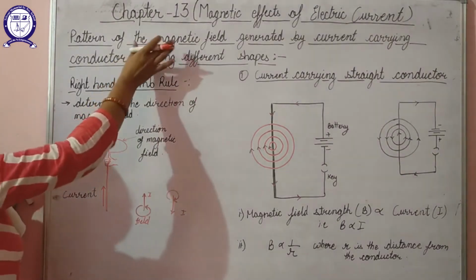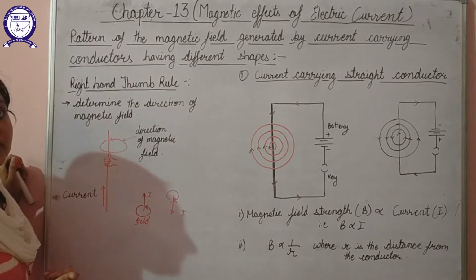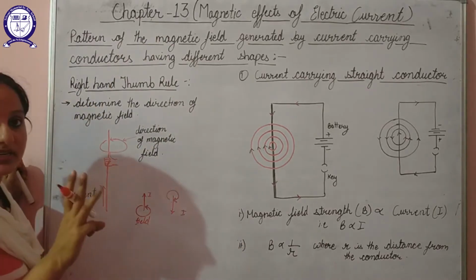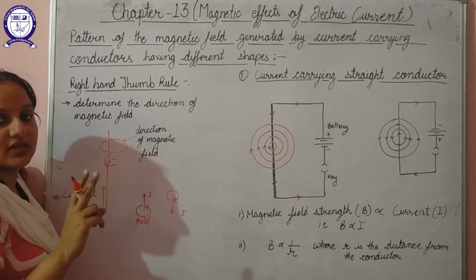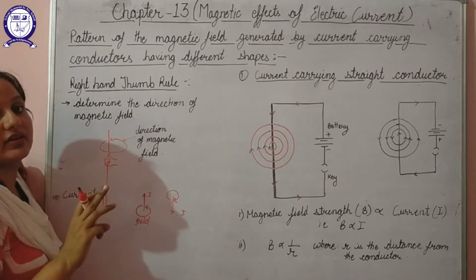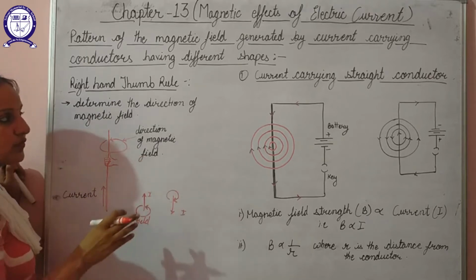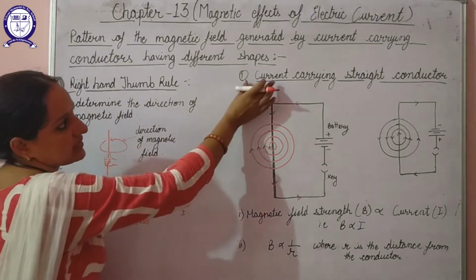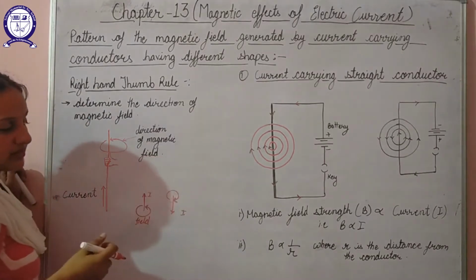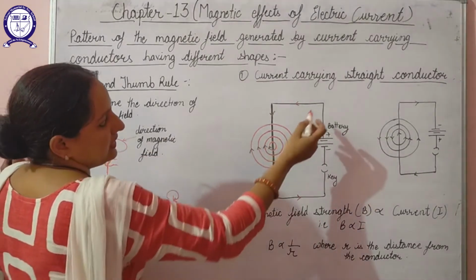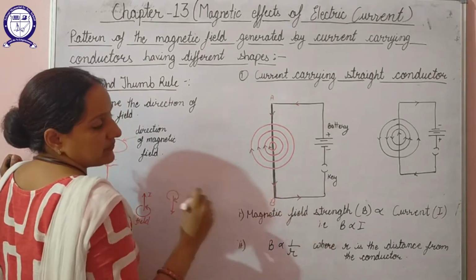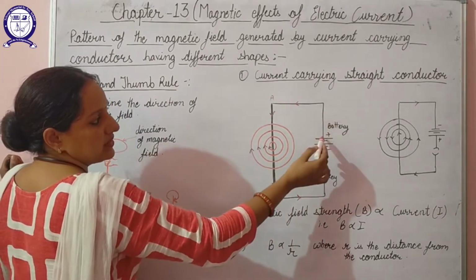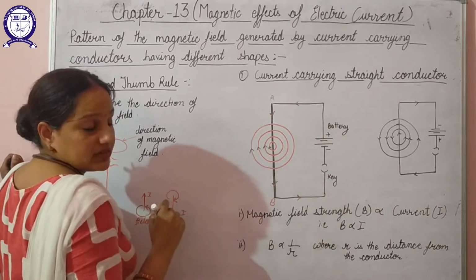Now we will start with this topic, that we will draw the magnetic field pattern of three conductors here. First one, the straight current carrying conductor, second one a circular coil carrying current, and third one a current carrying solenoid. So we will start with the very first, that is a current carrying straight conductor. Here we have taken a conductor, suppose this is the conductor AB. We have connected this conductor to a battery along with the key.